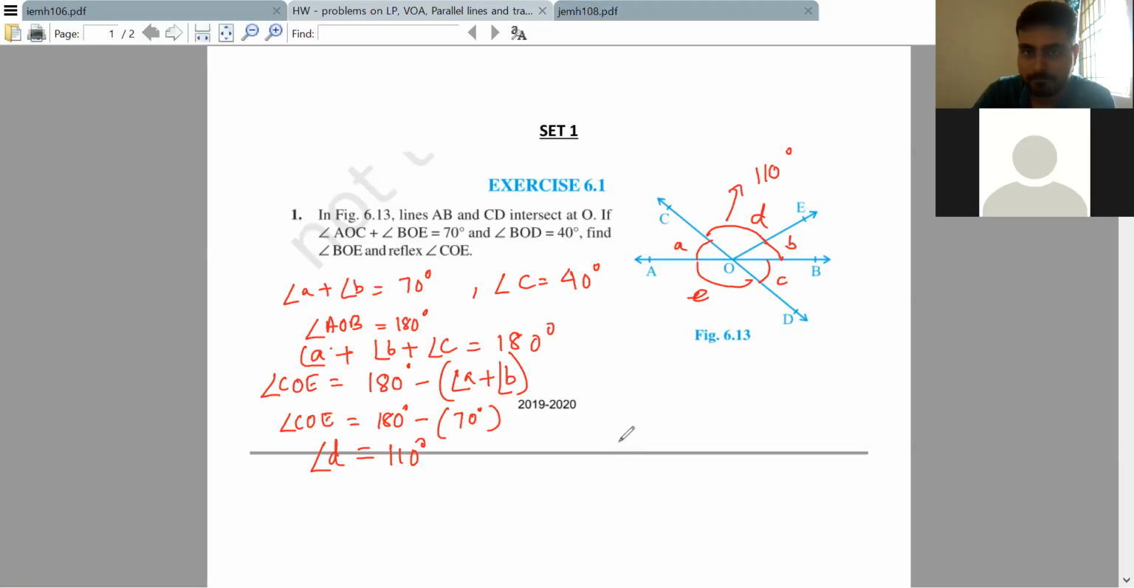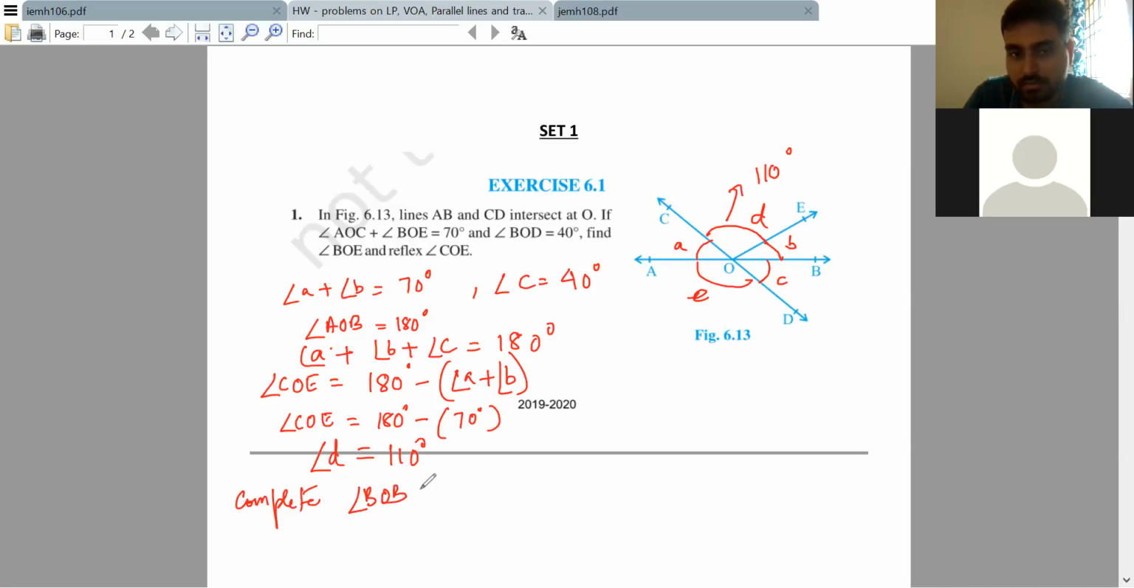Reflex angle of BOB, sir, is equal to 360 degrees. You're saying complete angle BOB, right? So we will call that a complete angle, won't we, Shiva? Yes, sir. Because it's 360, we can say it as a complete angle. Okay, you're right. So complete angle BOB.